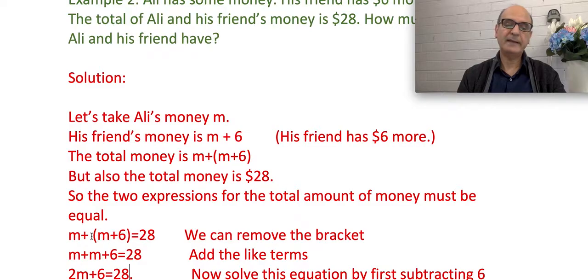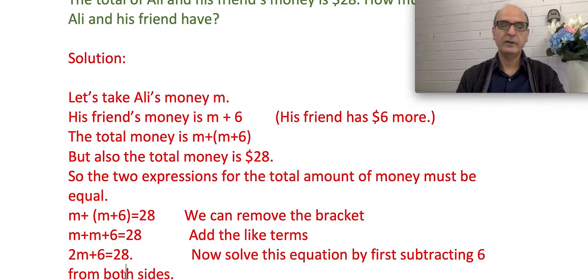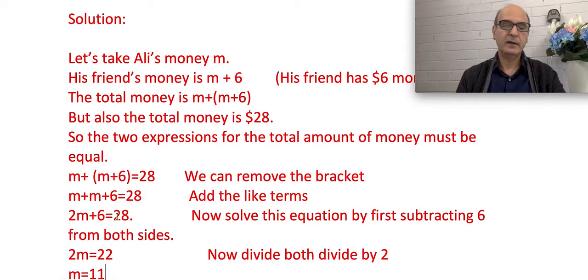On the left-hand side, you don't need this bracket anymore. M plus M plus 6 is equal to 28. M plus M are like terms, add them to get 2M, then plus 6 equals 28. Now you've got your equation ready to be solved. Take 6 from both sides. You get 2M on this side and 22 on the other. 28 take away 6 is 22.